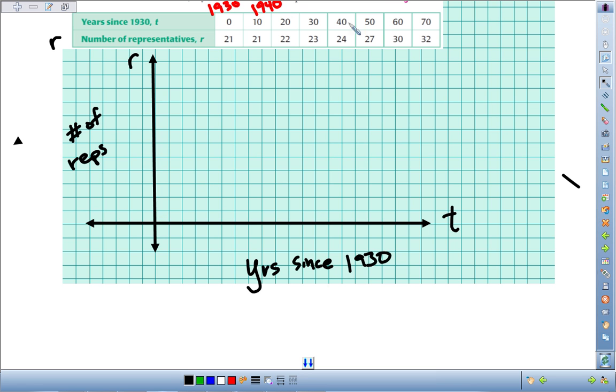Going from 0 to 70, let's see, I've got this much space. Maybe I'm going to go by fives. Okay, so I've got 5 years, there's 10, 15, there's 20, 25, 30, 35, 40. There'd be 50 years later, 60, and 70. So even though I only labeled every 10, I am going by fives on the t-axis. It doesn't mean I have to go by fives on the r-axis.